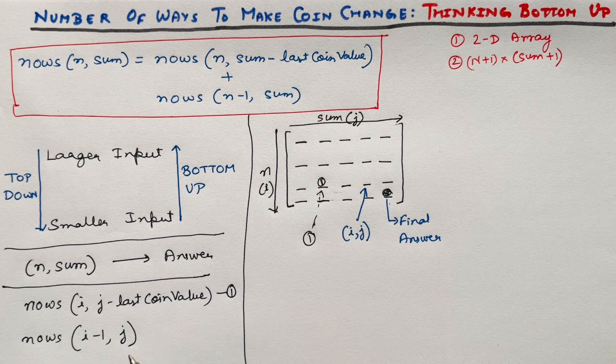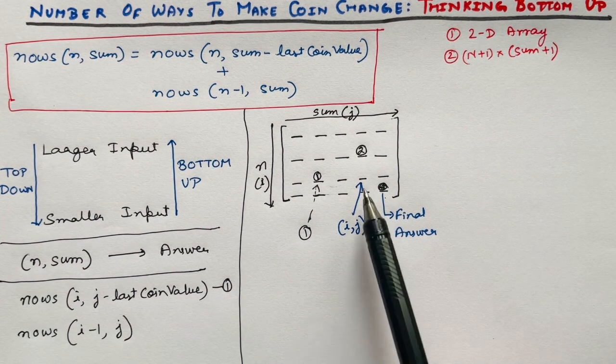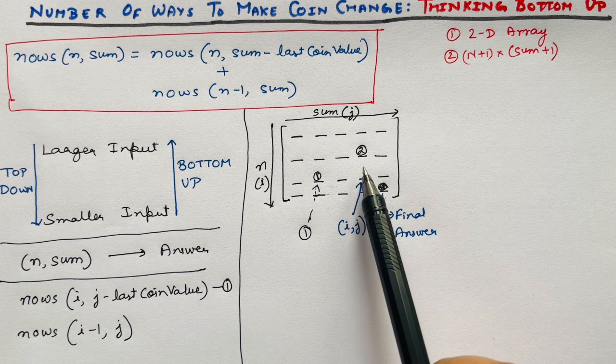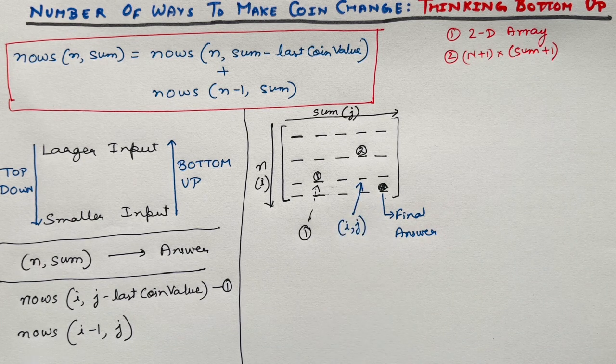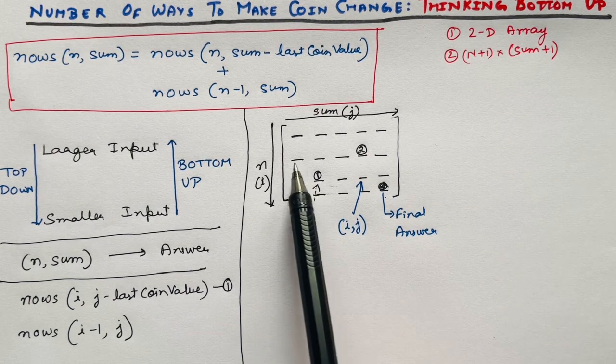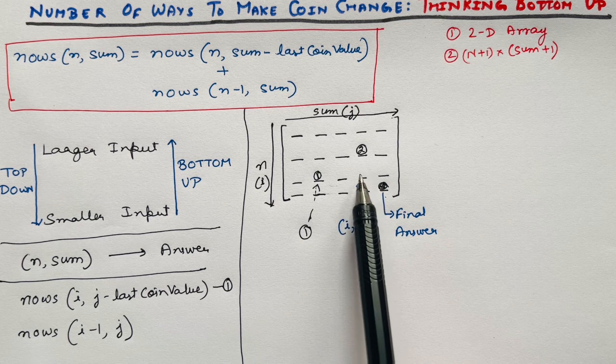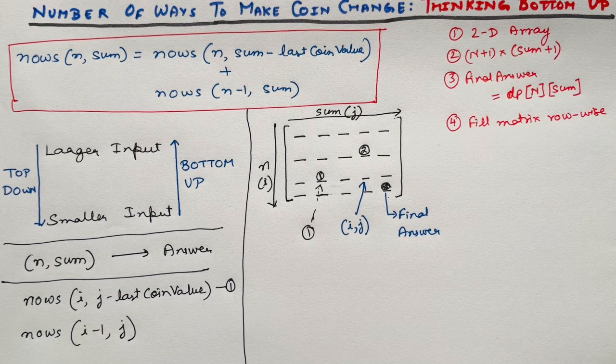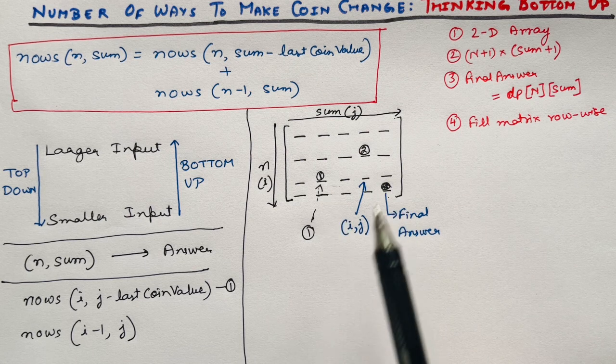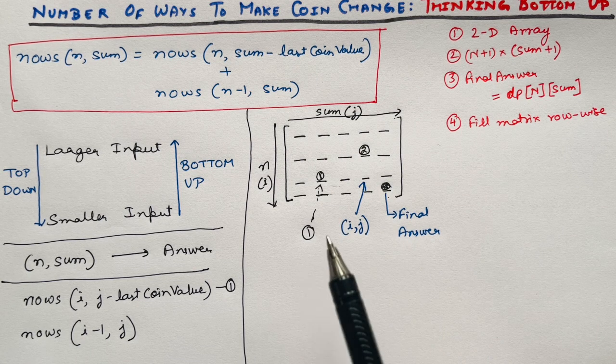Now this case is the include case, where we have included at least one last coin. Now coming to the second thing that we need, the answer for i minus 1, j. Now where will this lie? This will lie right above this. So the second thing that we need is in the previous row, right above our i, j. This means we should fill the matrix row wise, because then at any given point we will have all that we need. Okay, now we know how to fill our matrix, but from where should we start?